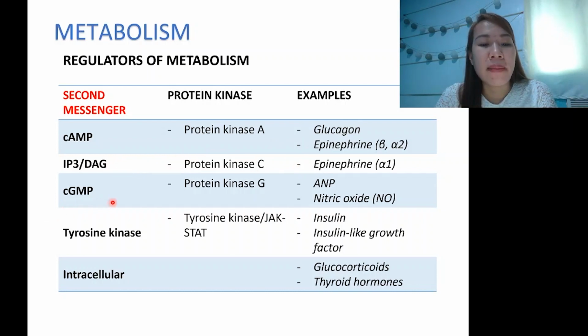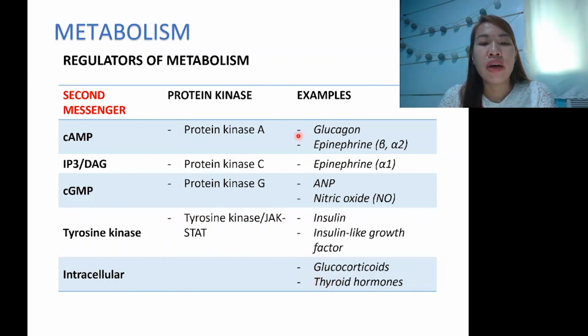We also have cGMP. Ayan, diba? Kanina yung cAMP, protein kinase A. cGMP is protein kinase G. So ito naman IP3-DAG is protein kinase C. So for cGMP, ito naman is atrial natriuretic peptide, nitric oxide. Tyrosine kinase, on the other hand, ang kanyang protein kinase is tyrosine kinase or JAK-STAT. So insulin-like growth factor, and then intracellular, meron din for glucocorticoids and thyroid hormones.